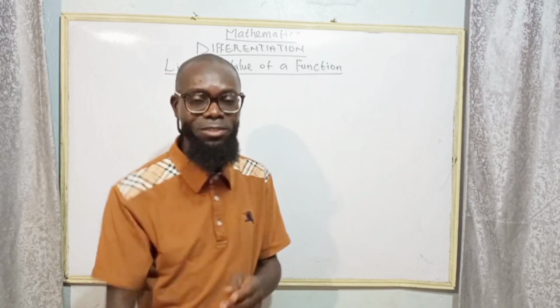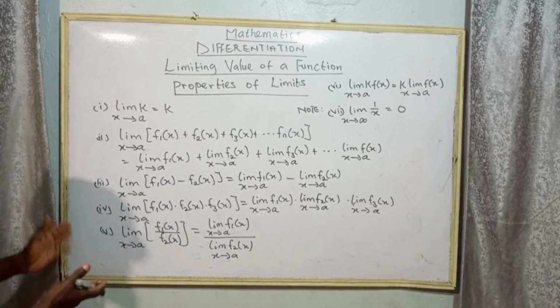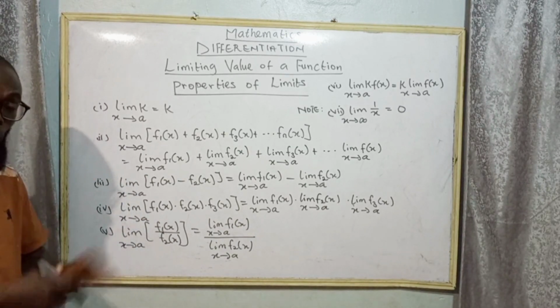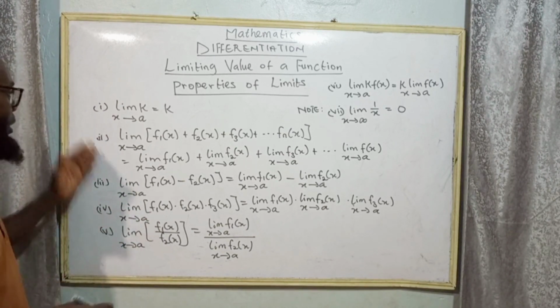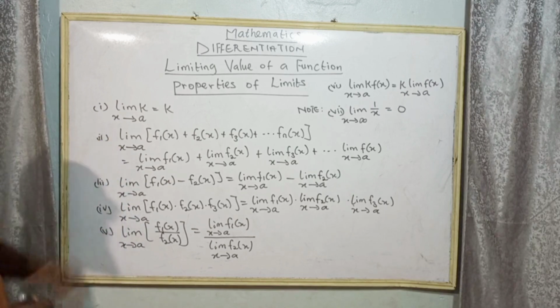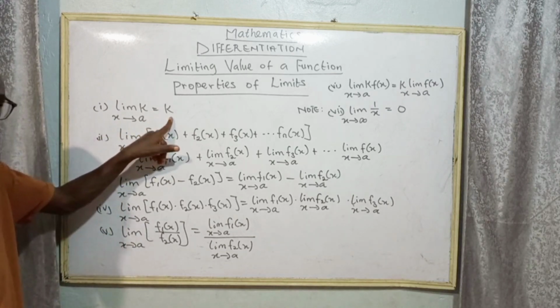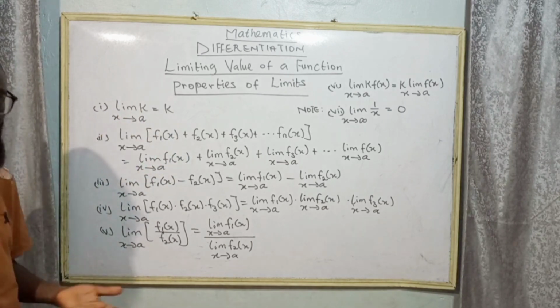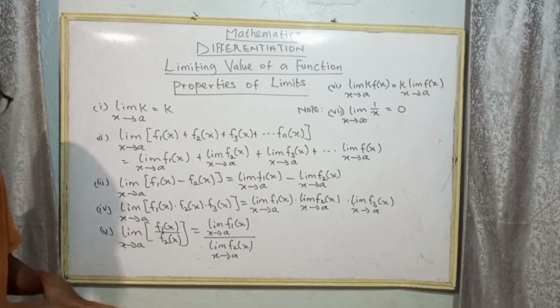So, let's dive in. Properties of limits. These are the properties of limits that are going to take us through how we are going to solve limit questions. Number one, limit of k as x approaches a is going to give us k. This k refers to a constant. So the limit of a constant is equal to that constant.